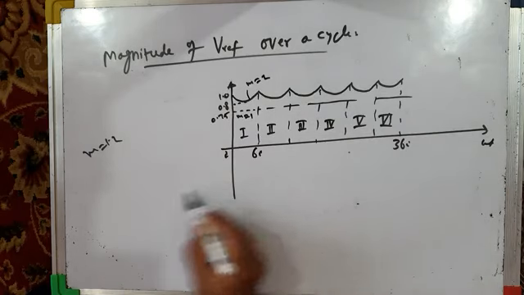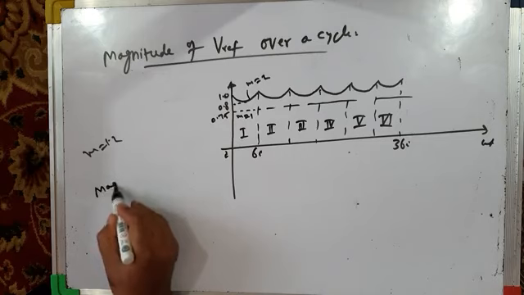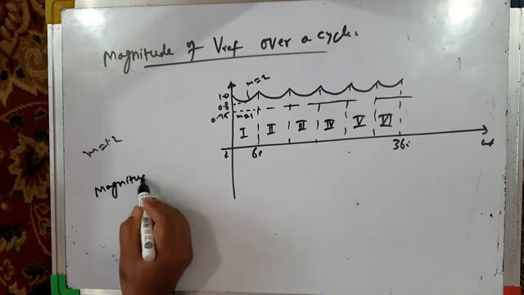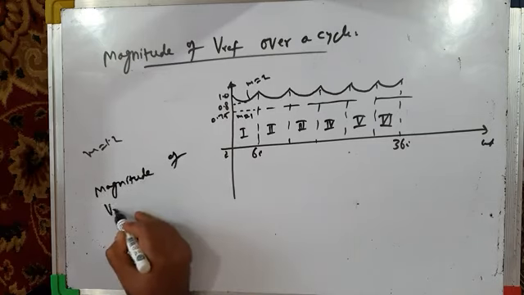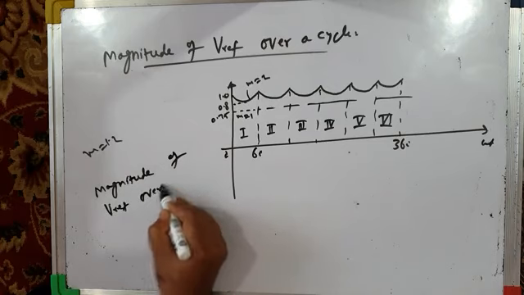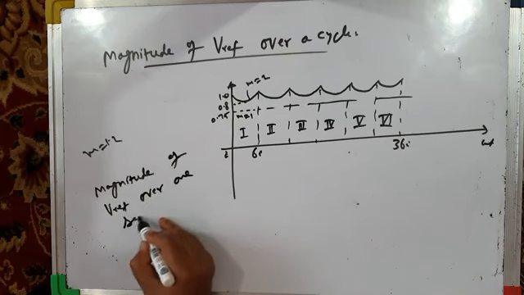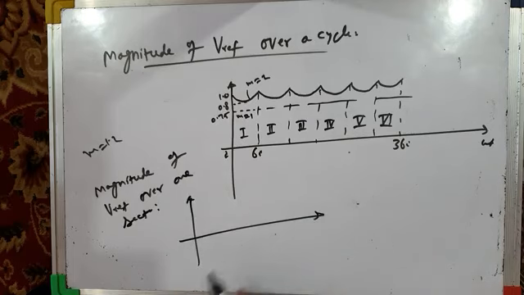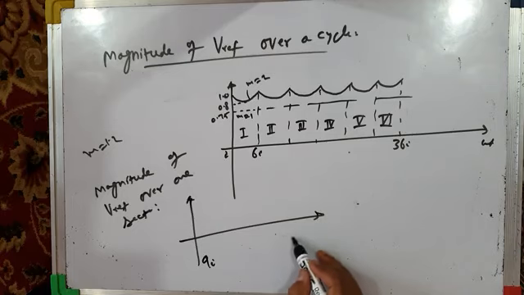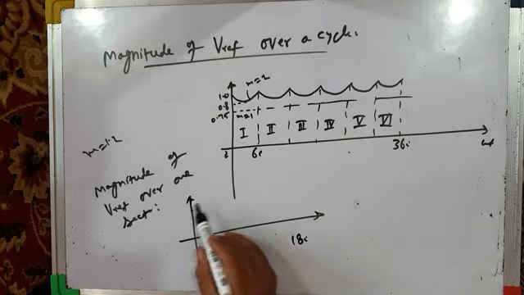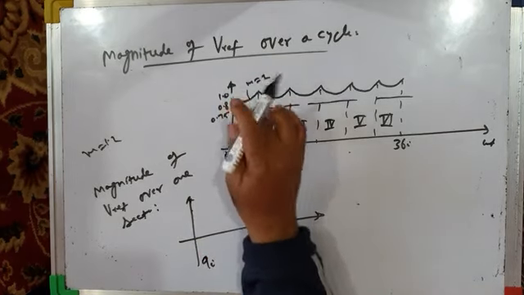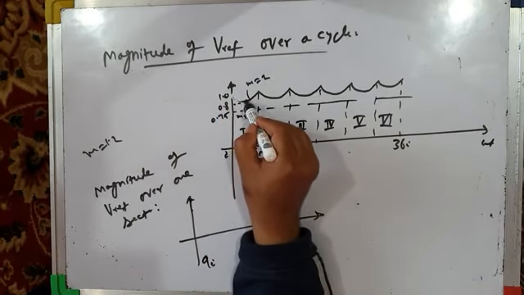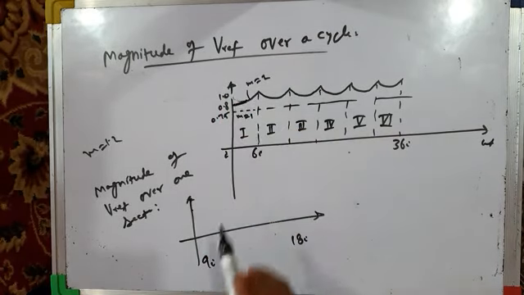So if you see the magnitude of Vref over one sector, say you see it from 90 degrees to 180 degrees, something like this. Actually it can start like this. You can start from 0.8.